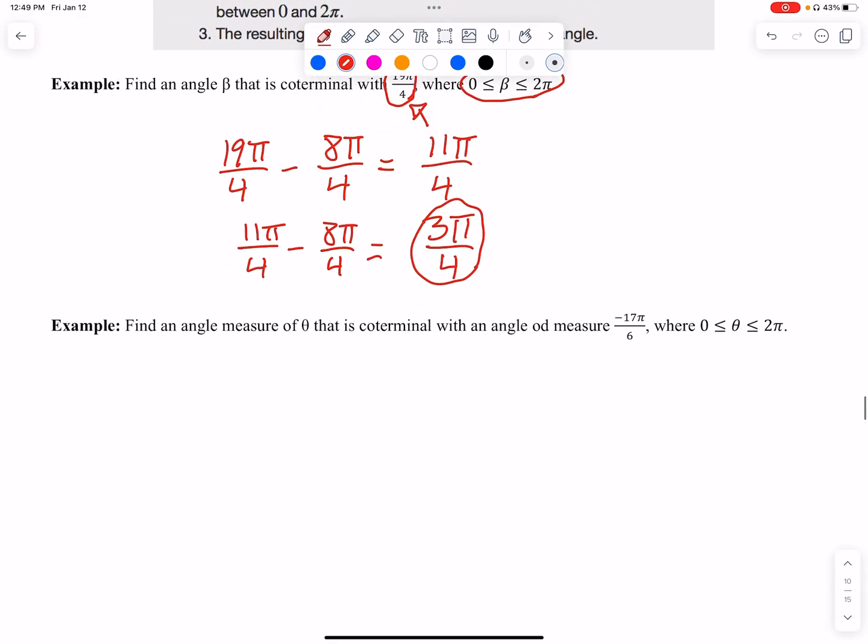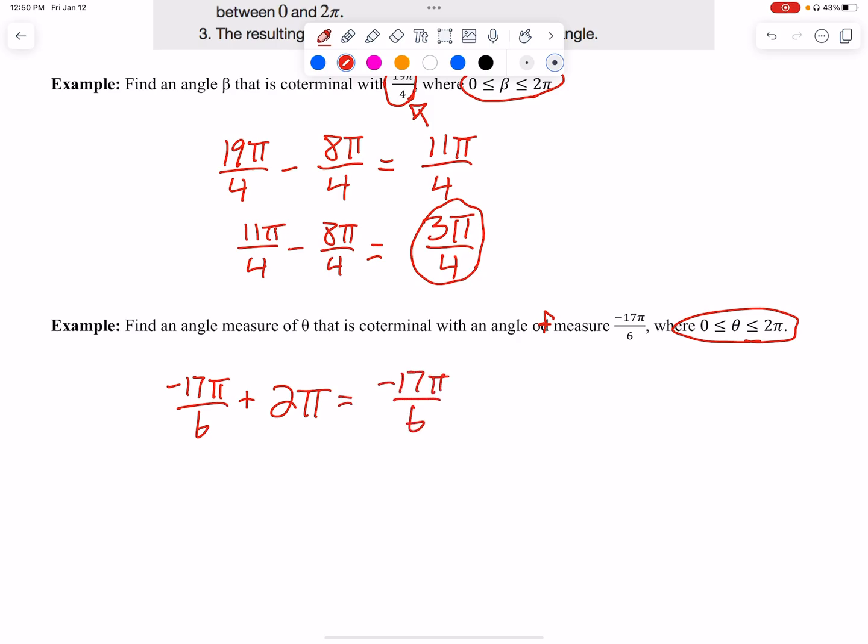Okay, so find an angle measure theta that is coterminal with the angle of measure negative 17 pi over 6. So negative 17 pi over 6. If I subtract full revolutions, it's just going to get more negative. I need it to be positive, between 0 and 2 pi. So I'm going to add a full revolution, which is 2 pi, but that really doesn't help me the way it's written.